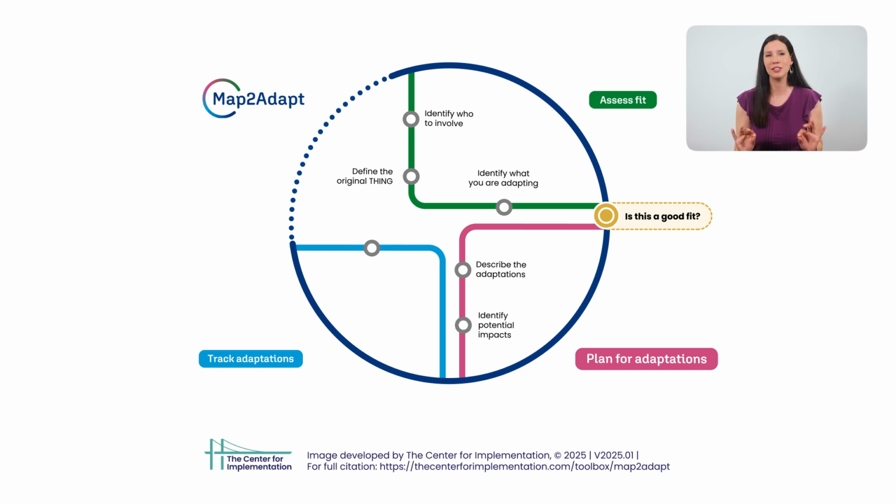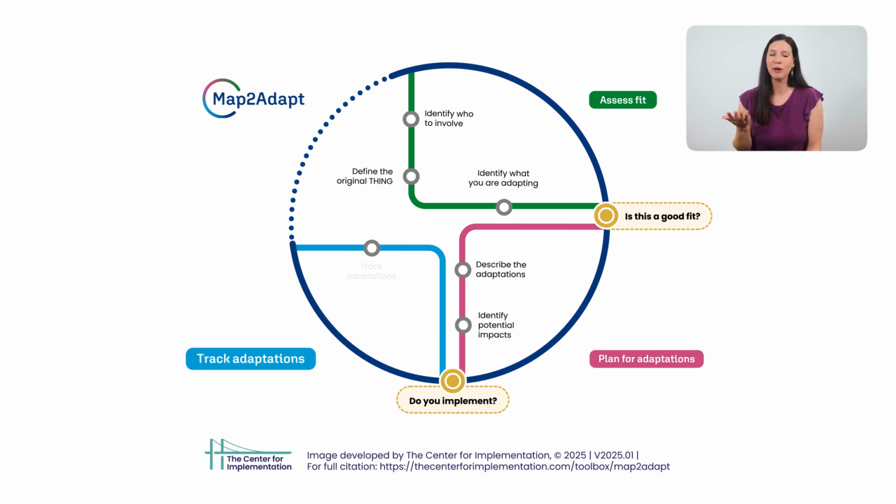Then we have another decision point. Do we actually want to move forward with implementation? Like, do we think this is a really good idea? If the answer is yes, then we move on to the third phase, tracking adaptations. This only has one step, literally tracking adaptations. So we talk about how we actually track those adaptations in real time as we're implementing things.